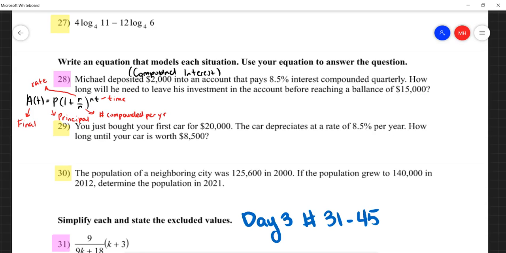Let's go back to the word problem. It says Michael deposited 2,000, so 2,000 would be our P, our initial. It says the interest rate is 8.5%. Well, our rate must be a decimal, so I'm going to move the decimal place over twice. It also says it's compounded quarterly. We'll think of quarters and a dollar. There's 4, so this is 4 times a year. And it says that the final balance should be 15,000, so this would be our A.